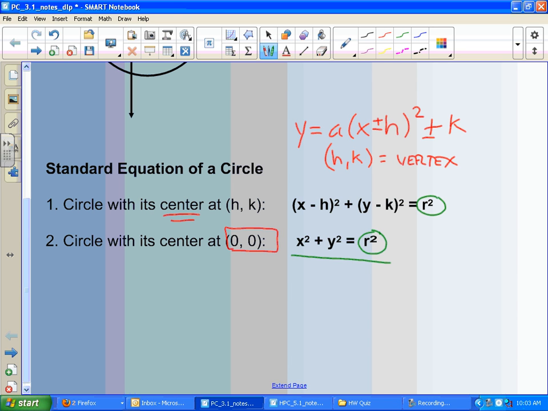Whose theorem is that? Good old Pythagorean theorem, right? So it looks like a squared, b squared, and c squared, and that's really what it is. It's a distance.